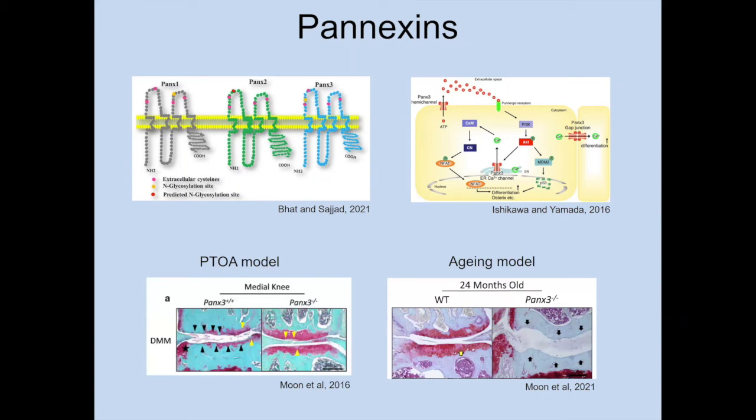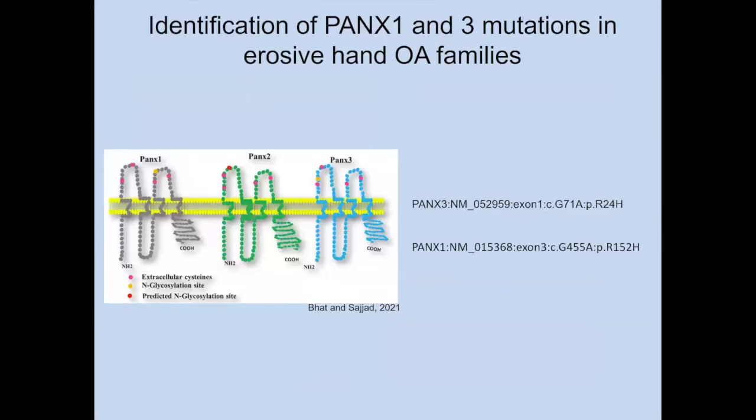These have been studied in the mouse. So when you completely remove a Pannexin from a mouse, it's protective against OA, but it also has an opposing context-specific role in aging. So when you lose Pannexin, in contrast to the PTOA model, in an aging model, loss of Pannexin increases the severity of OA. So it really does have this opposing and context-specific role in aging versus traumatic injury.